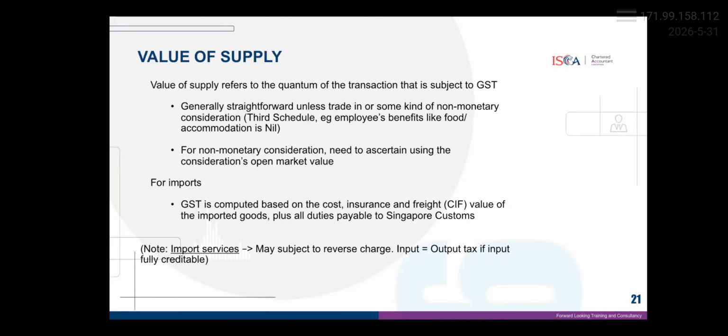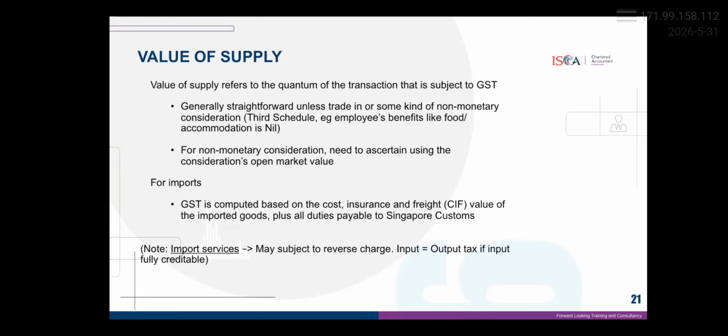For import, GST is computed based on the cost, insurance and freight, which is the CIF value of the imported goods, plus all duty payable to the Singapore Customs. Now note that imported services may be subjected to reverse charge. In that case, you have to charge GST to yourself, which will form input tax to your company.